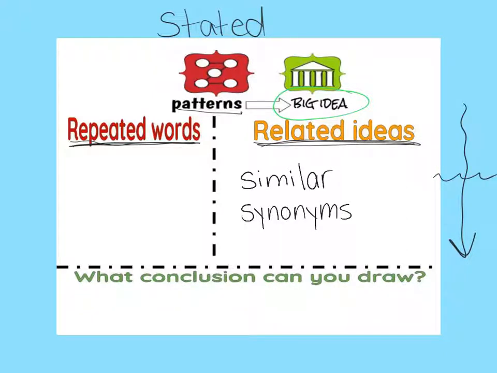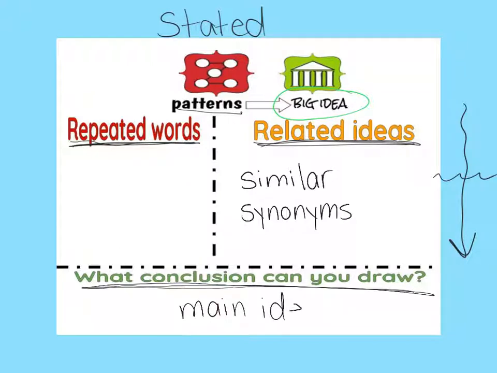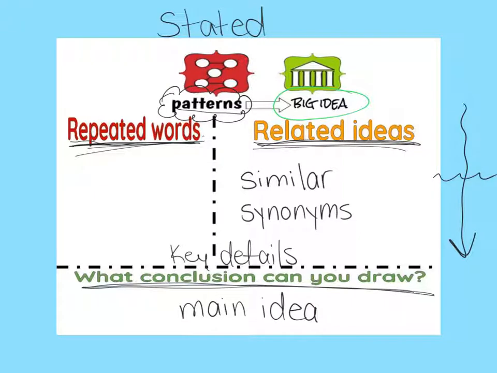Through finding repeated words and related ideas, that's when I'm able to start drawing conclusions. And so those conclusions help me get to what a main idea is of a text. And these repeated words and related ideas help me identify key details. So let's practice looking for patterns or repetition in related words and related ideas.